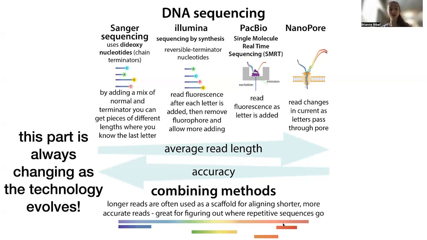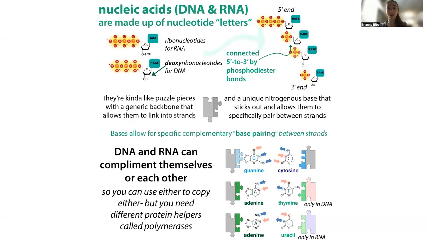This way we're able to piece together those smaller reads. If you have a read that has a repetitive sequence, you might be able to figure out where it goes by using that longer read as a scaffold. These techniques use diverse methods, but they all take advantage of the natural ability of DNA to act as a template for itself.